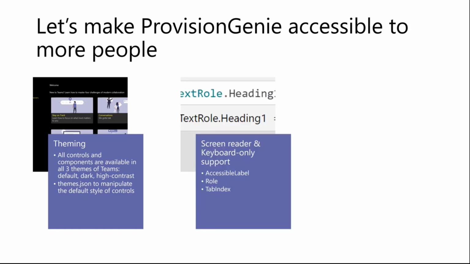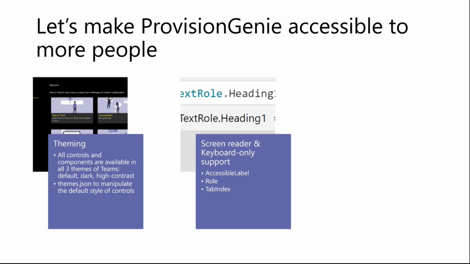Second thing is we have screen reader and keyboard only support, and we do this in a way that we have always the accessible label property for all controls and fields, and in these as well, we use the lookup function to do this in our 12 languages. So it's not that the accessible label is only available in English, but we want to make ProvisionGenie available to more and more people, and that is why all the comms is then available in our languages.